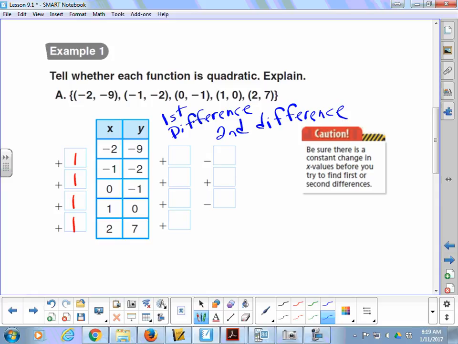So how far is it from -9 to -2? We go up 7, so this is a positive 7. From -2 to -1 is a positive 1. -1 to 0 is positive 1. And up 7.